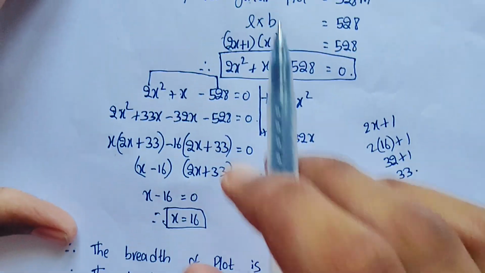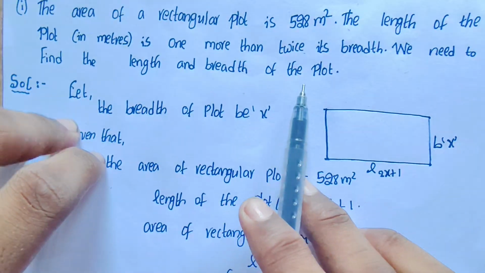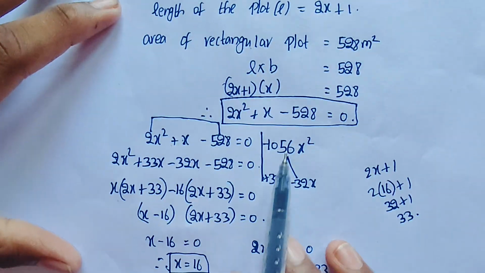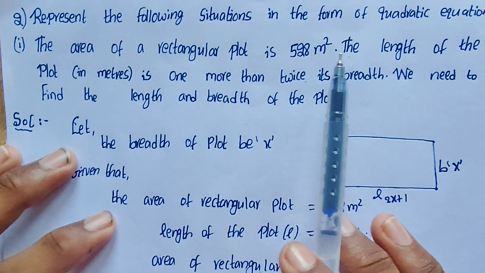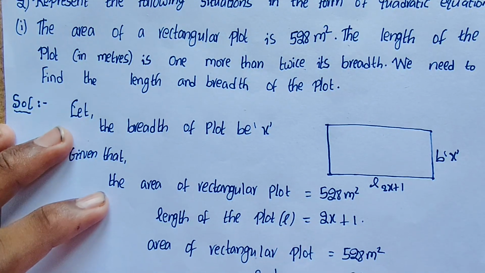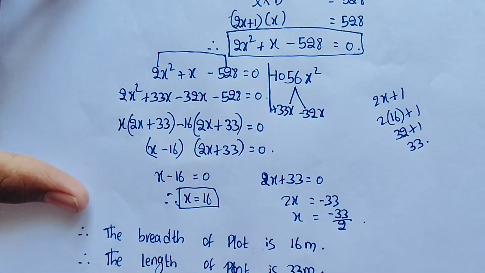So we also found the length and breadth of the plot, and we had got the quadratic equation that he asked in the question. So we have completed the first question. Now let's go to the second question.